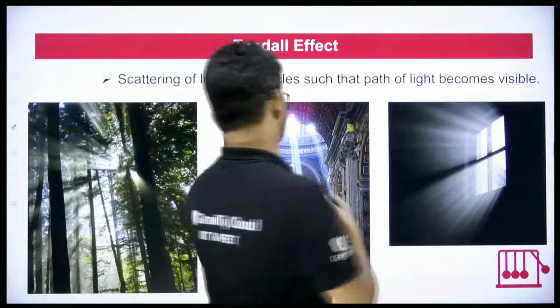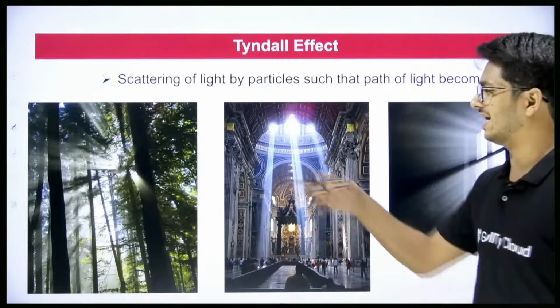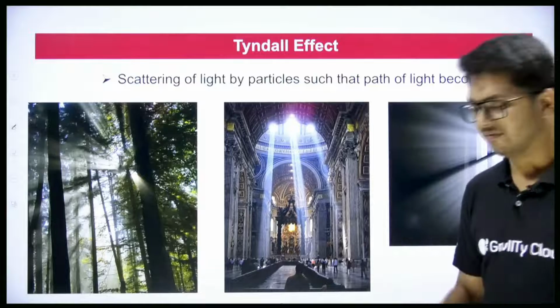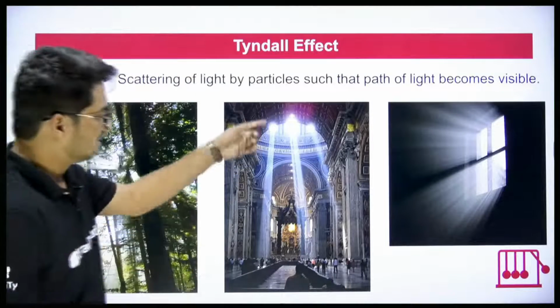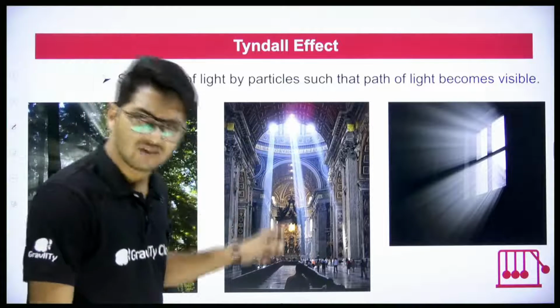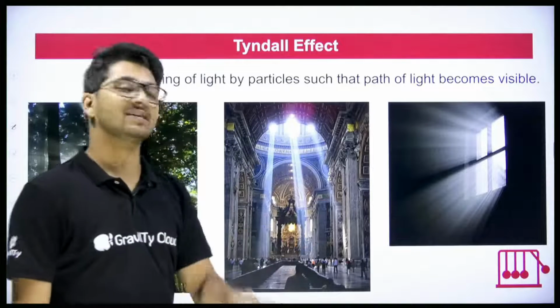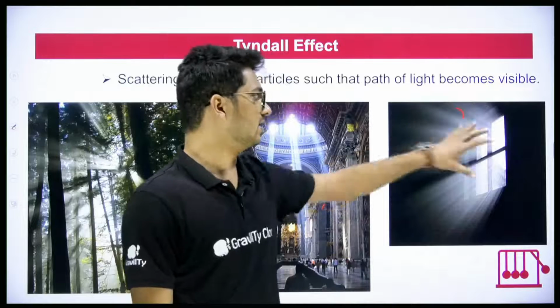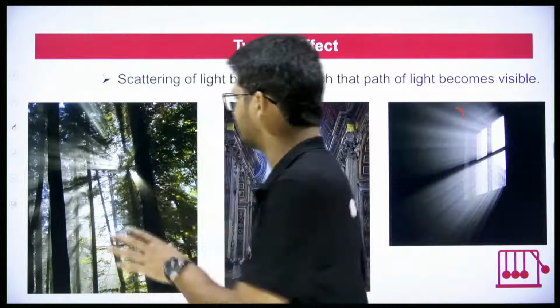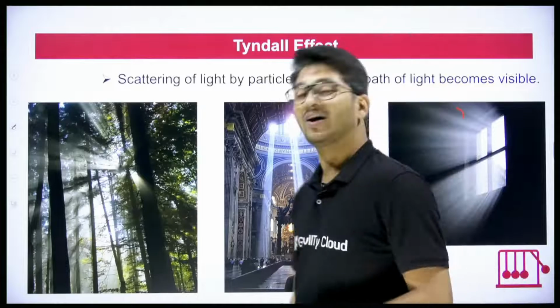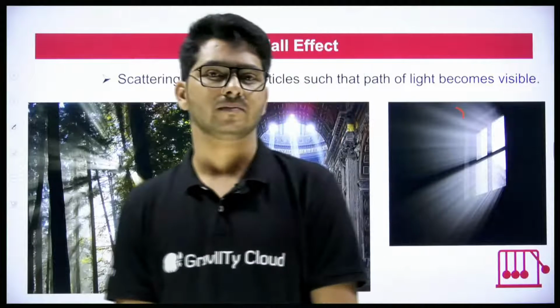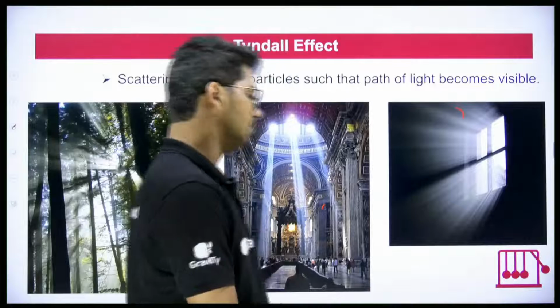Now, have you at any time observed anything similar to this, where you can see the path of light? See here, this image. Can we clearly see the path of light? Yes, we can clearly see the path of light. Even here, and even in this case. So the path of light is clearly visible. Now, why is the path of light visible?